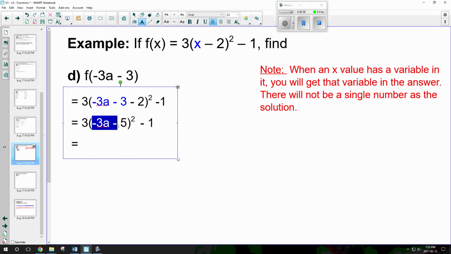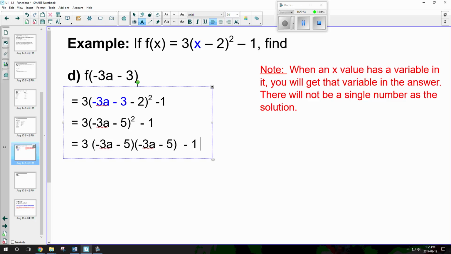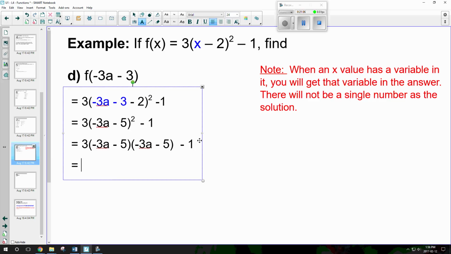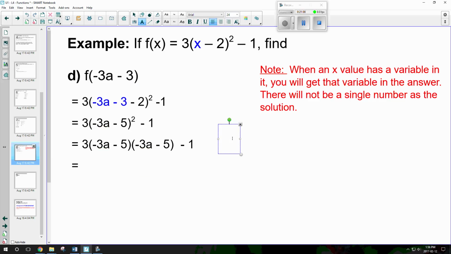So what does this part look like when we have two terms inside a bracket that is squared? I'm hoping some of you remembered that means we have that bracket written twice. It's that bracket multiplied by itself. So we have negative 3a minus 5 written twice, and that's what the square around those brackets means when we have a variable inside them. And hopefully you're remembering that means we have to FOIL.